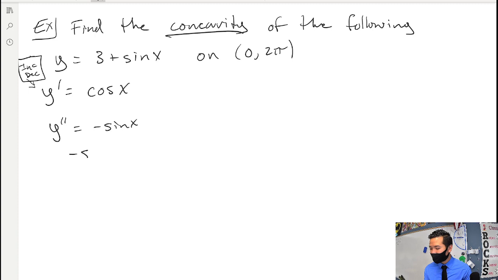When is negative sine of x equal to 0? Yeah, when x is, good, we can do it that way. Do you remember when sine equals 0? x is 0, that's one of them. There's two more. 2 pi is another. There's one more. Let's do it between 0 and 2 pi, just to keep our lives easy. We got 0.